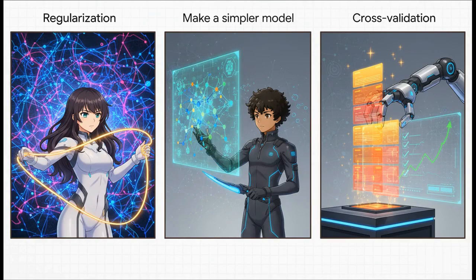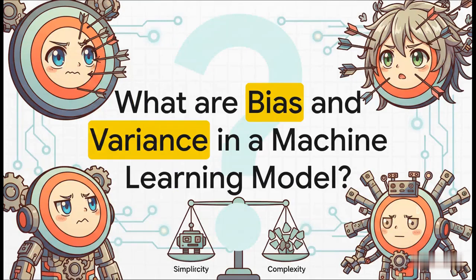You can use regularization, which adds a penalty to stop the model from getting too complex. Or you can just make your model simpler, with fewer features. Another great tool is cross-validation, where you train and test your model on different slices of the data to make sure it performs well consistently. This next concept is a classic trade-off you need to understand.